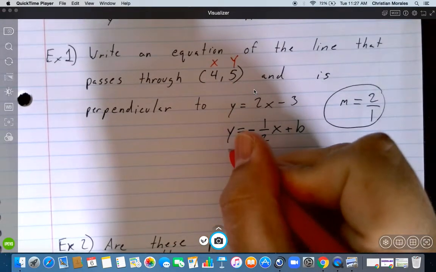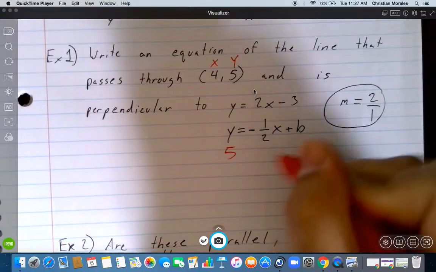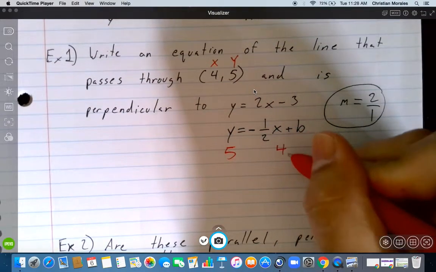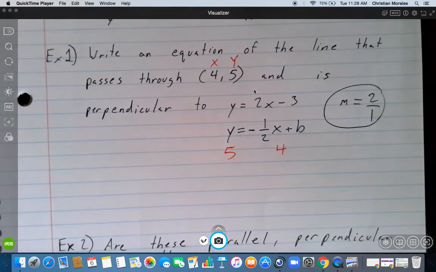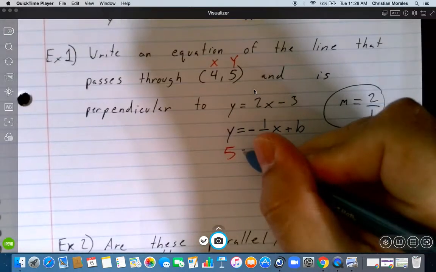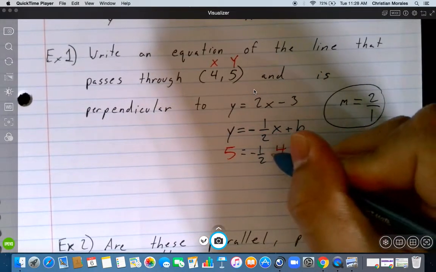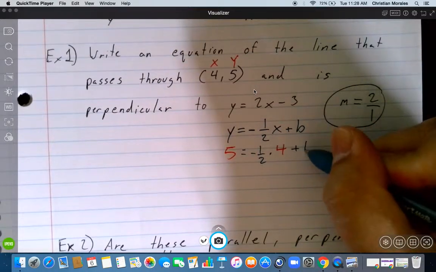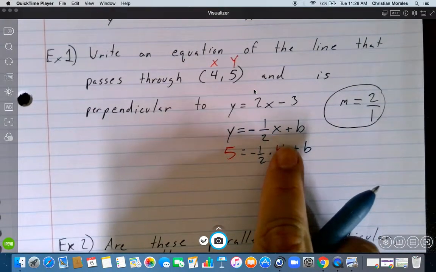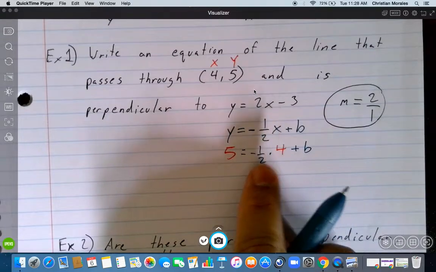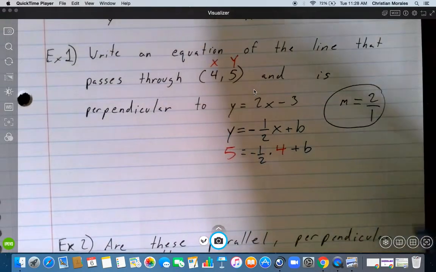We're going to take these numbers and plug them in. So I'm going to take the 5 over here, and the 4 is taking the place of x. We have negative 1/2, and that's going to be multiplying. So the x and the 1/2 are multiplying, so I have negative 1/2 times 4.